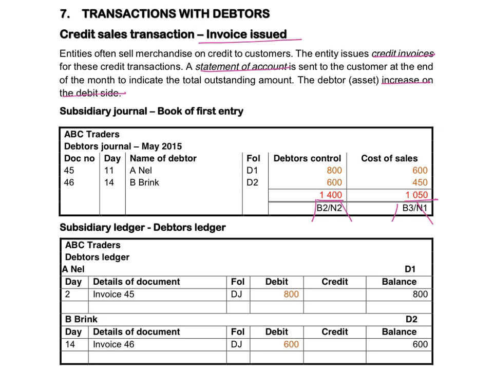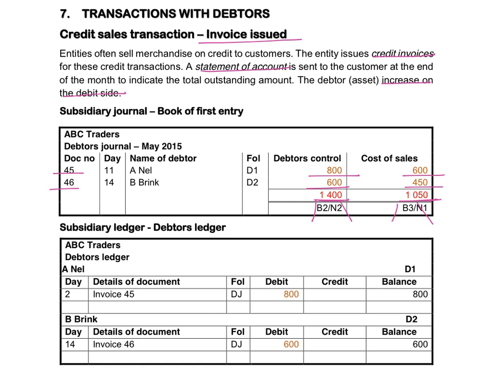Okay, so in the debtor's journal, we will show the document that we issued to them, the name of the debtor, and for instance, we sold to Nell for 800, and we will calculate the cost price as 600. Then we sold to Brink for 600, and the cost price is 450. At the end of the month, we will add up to see what is the total figure.